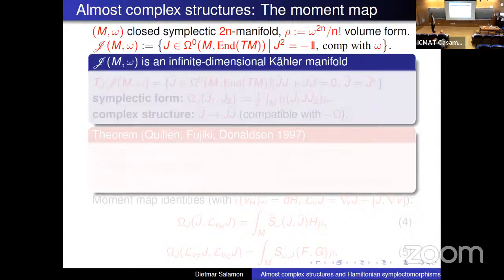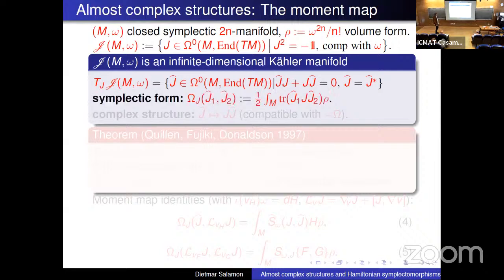And one can write down explicitly the tangent space. The derivative of a path of almost complex structures is a complex antilinear endomorphism, and the compatibility condition for the tangent space translates into this complex antilinear endomorphism being self-adjoint. And then one can write down explicit formulas for the symplectic form.